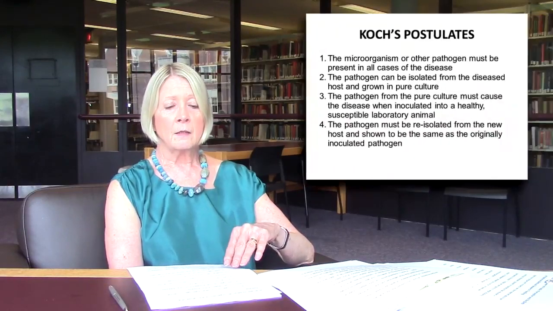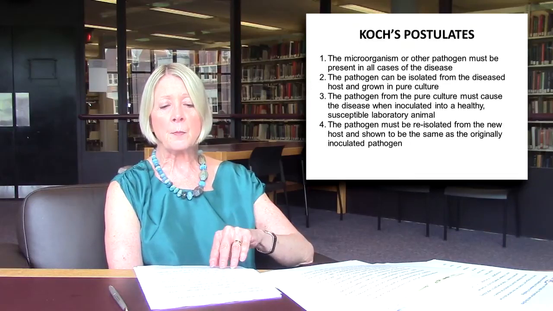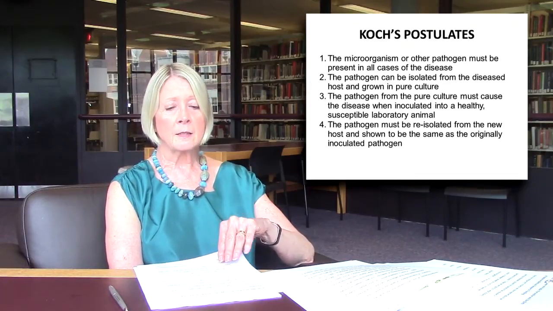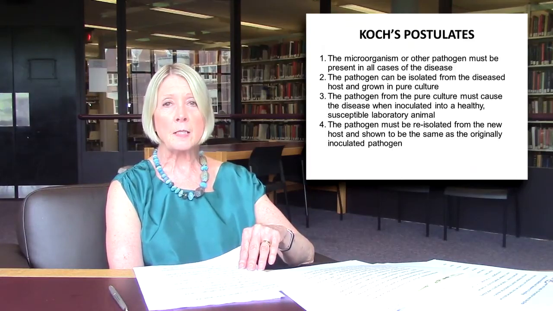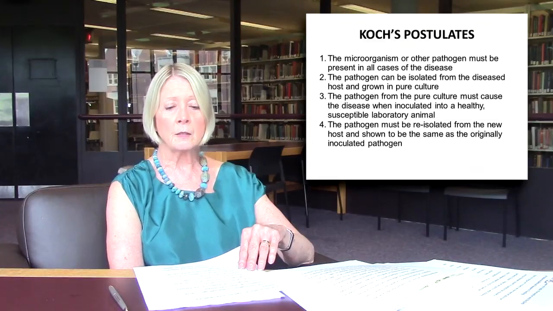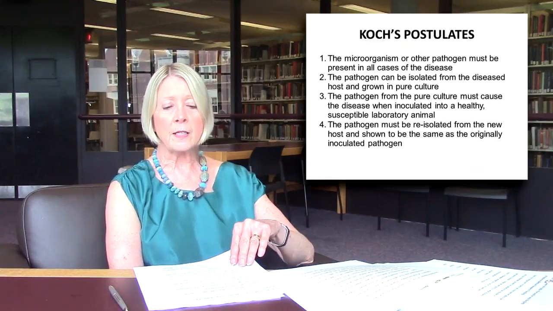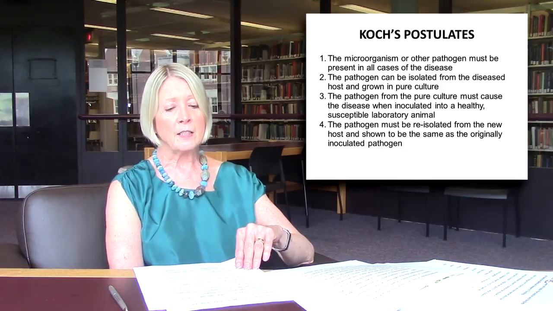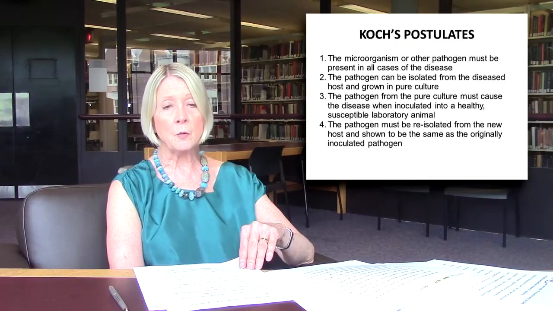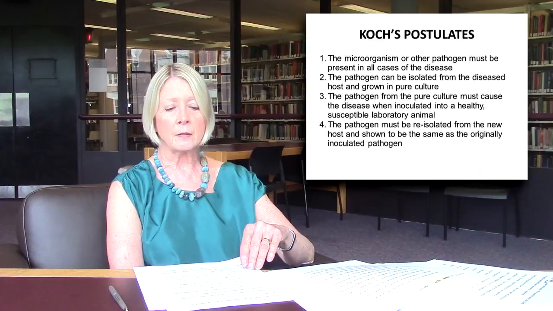In Koch's postulates, he set out criteria to evaluate whether an organism is the cause of a disease, and these are still in use today. The first is that the microorganism must be present in all cases of the disease. Second, the pathogen must be able to be isolated from the diseased host and grown in pure culture. The pathogen from the culture can then cause disease when inoculated into a healthy lab animal, and the pathogen must be re-isolated from the new host and shown to be the same as the originally inoculated pathogen.